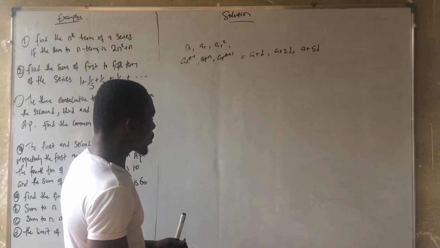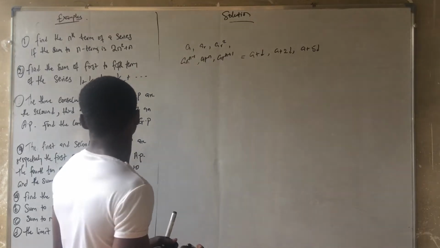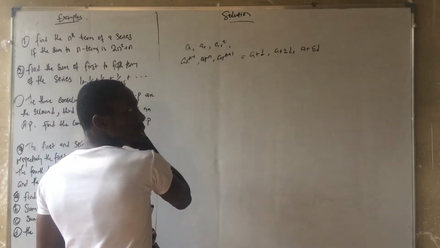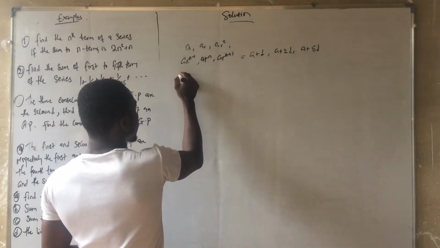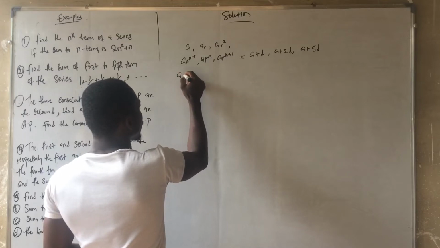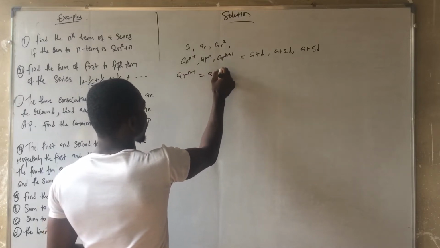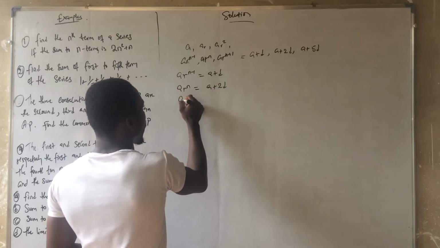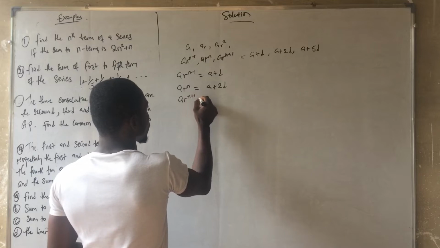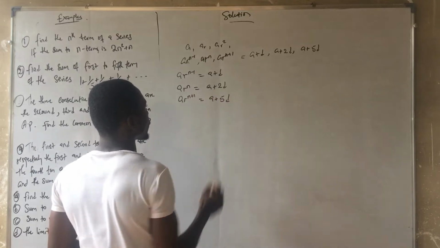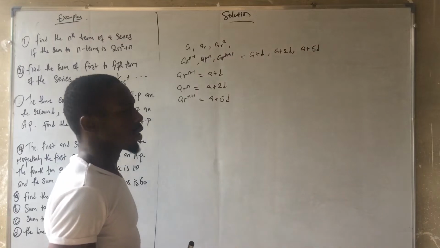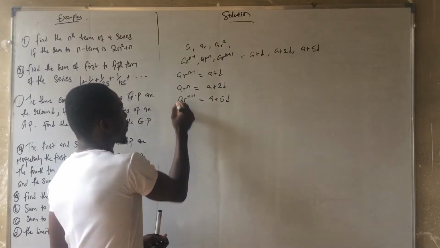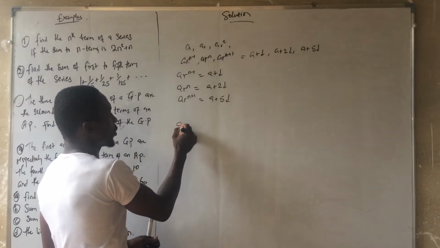Now what we're going to do is equate these. We say ar^(n-1) is equal to a + d, ar^n is equal to a + 2d, ar^(n+1) is equal to a + 5d. And remember, in a geometric progression, when you want to find the common ratio, you divide the second term by the first.